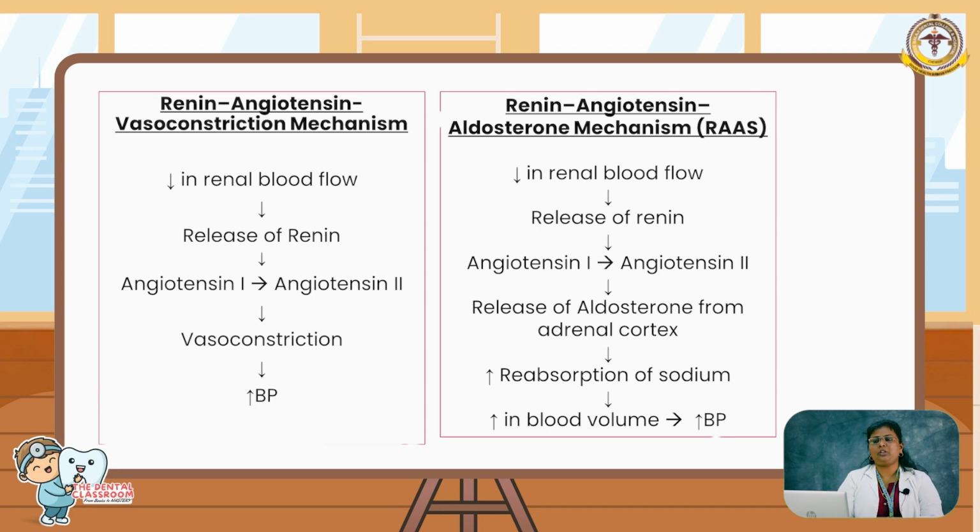But in the renin-angiotensin aldosterone system, this angiotensin 2 activates aldosterone, which is secreted from the adrenal cortex, and it causes increased reabsorption of sodium. So sodium concentration increases in the blood, and wherever the sodium concentration increases, the fluid also moves towards that side. So blood volume increases and blood pressure also increases.